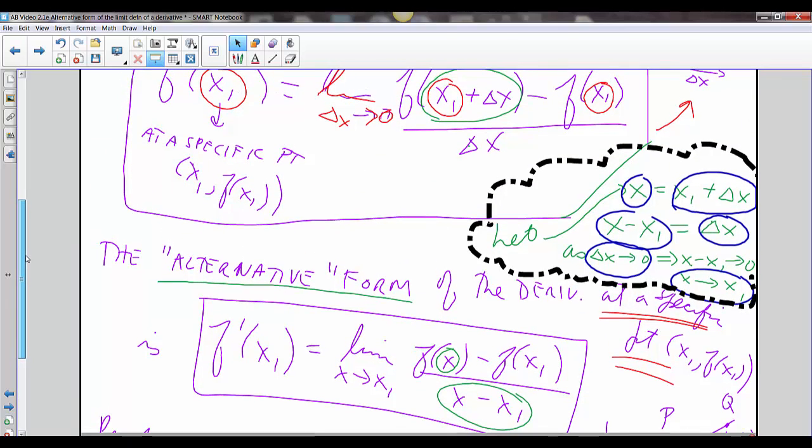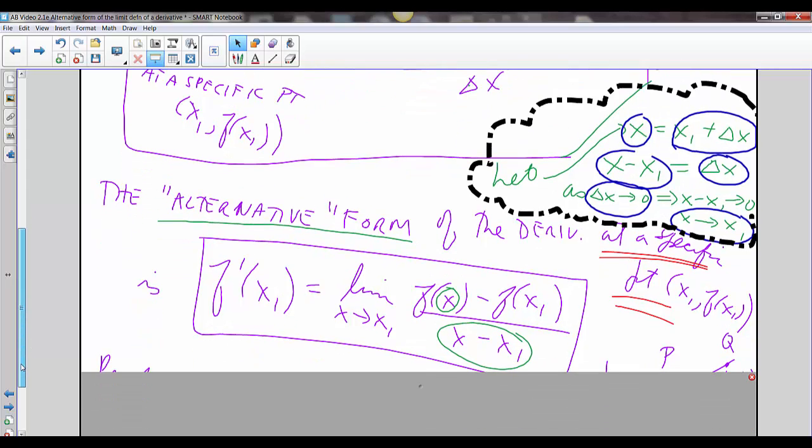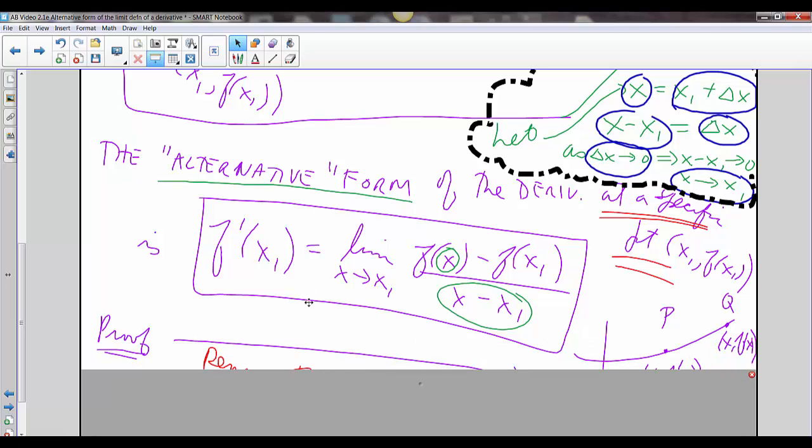And I do want to emphasize something here. You can only use this alternative form to find the derivative at a specific point. So here I'm not changing the f of x1, and in the denominator I'm replacing delta x by what it's equal to, which is x minus x1. This formula, in my opinion, is a lot easier to memorize if you think of it this way: it's the limit as x approaches x1 of f of x minus f of x1 over x minus x1. You'll notice it's x, x1, x, x1, x, x1. I think that's very simple.